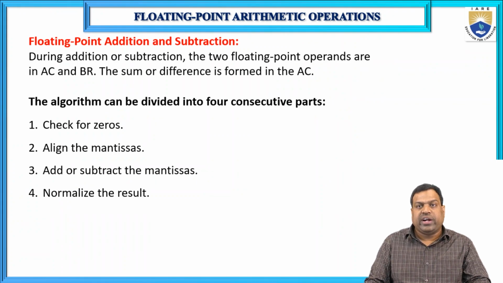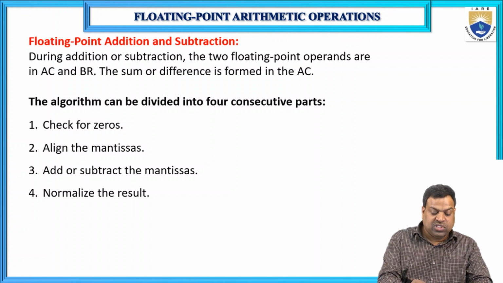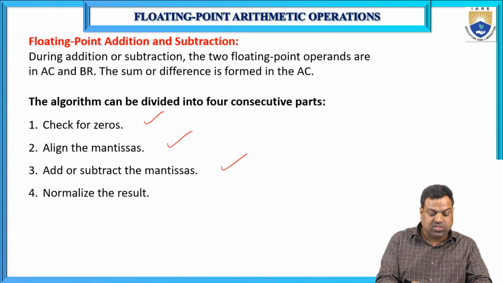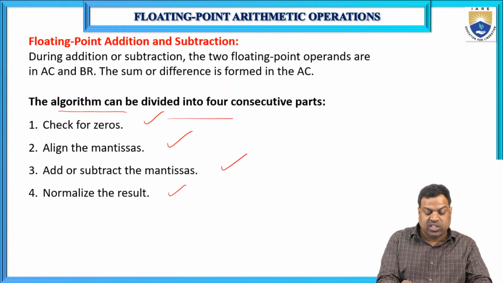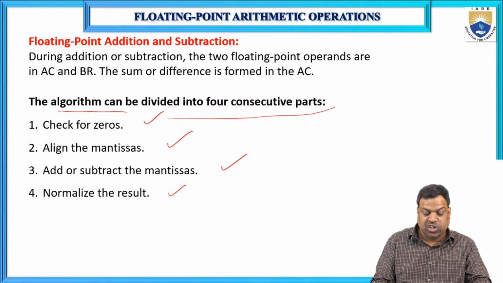Floating point addition and subtraction. During addition or subtraction, the two floating point operands are in AC and BR, the accumulator and the basic register BR. The sum or difference is formed in the AC accumulator. The algorithm can be divided into consecutive parts: first, check for zeros; align the mantissas; add or subtract the mantissas; and normalize the result.